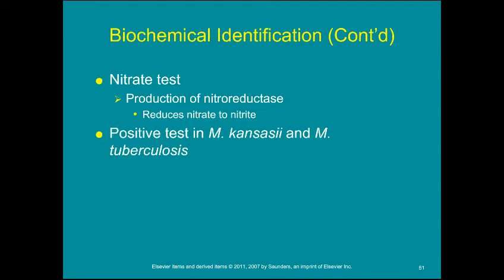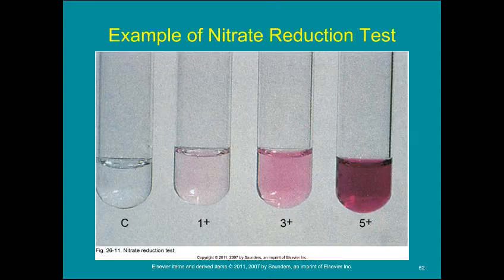Biochemical test, nitrate test, production of nitroreductase reduces nitrate to nitrite. Positive to this test are M. kansasii and M. tuberculosis. Positive ha, nitrate to nitrite. So, this is your nitrate reduction test. This is the negative control, 1+, 3+, and 5+. Ito yung mga positive reaction.